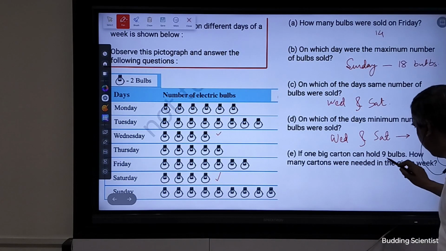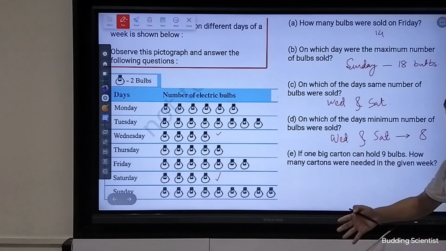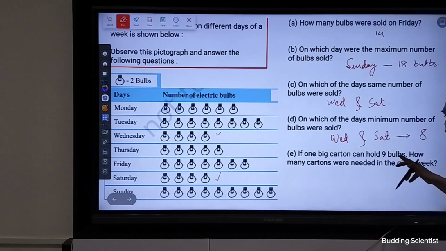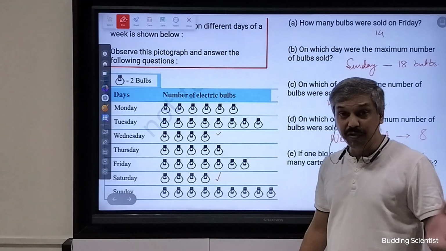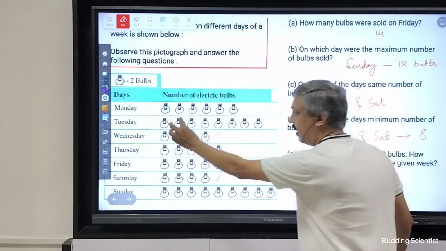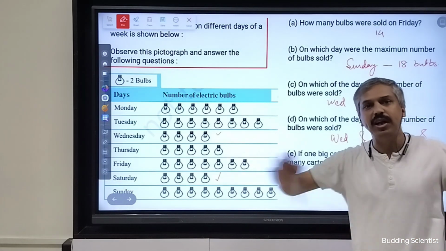If one big carton can hold 9 bulbs, now this is an interesting question. We have a carton of bulbs, and it can hold 9 bulbs. How many cartons were needed in the given week? I'll add them all because in the given week it has been asked, not on one day, second day, third day, or a group of 2 days or a group of 3 days. We are asked about the entire week.